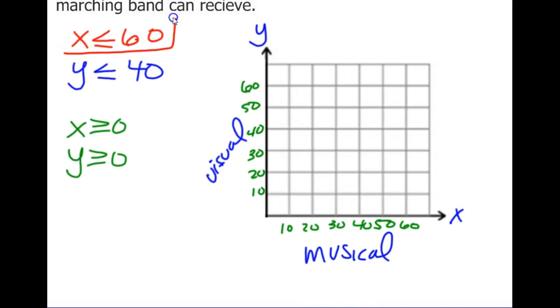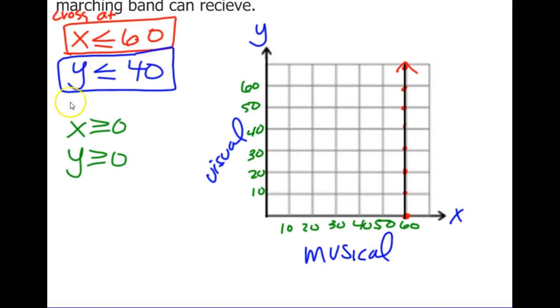So first, I'm going to graph x less than or equal to 60. Well, that means we're crossing the x-axis at 60. So here's 60. We're going to cross through. We're going to go vertical, straight up and down. So this line is going to go this way. And that's a solid line because there's the equal to. And then our visual, y, cannot exceed 40. So we're going to cross the y-axis at 40. Here's 40. Can't go any higher than it. So we're going to go through y at 40. Also a solid line.